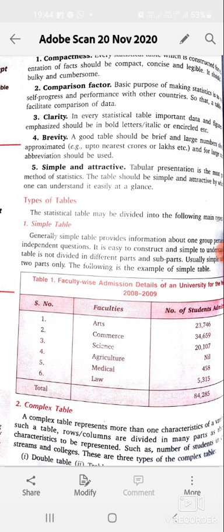Now what can we conclude from the table? The students believe that commerce has more scope than arts, followed by science, then law, and then medical. No student wants to adopt farming or an agricultural profession. And this is the trend.